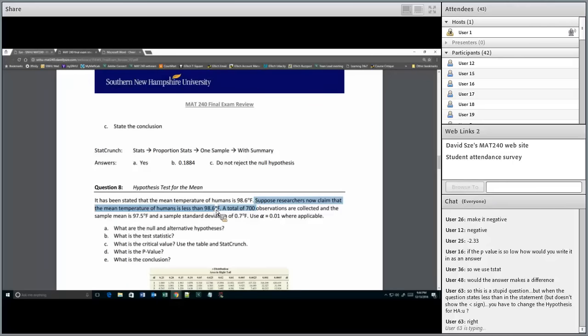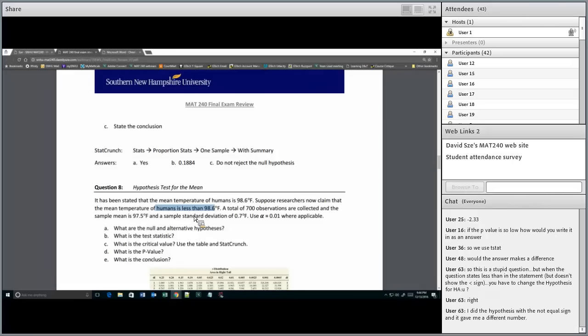So that is a claim, right? That's the alternate claim. The previous claim was that the mean temperature is 98.6, right? So the alternate claim is this. So that's why you choose the less than sign. But if, say, the researchers were claiming that the mean temperature of humans is greater than 98.6, well, then you would have to choose the greater sign.